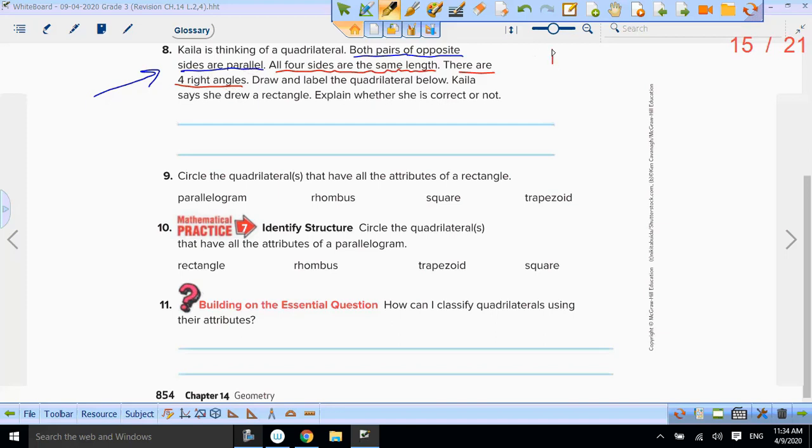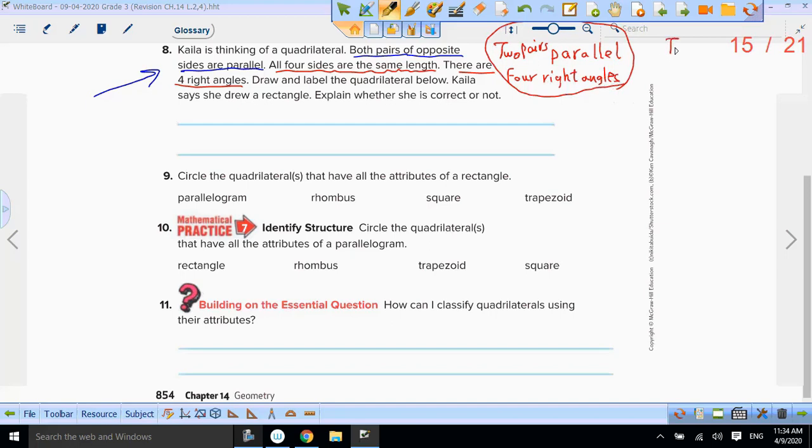So, parallel. Okay, 2 pairs of parallel and 4 right angles. This is a rectangle.